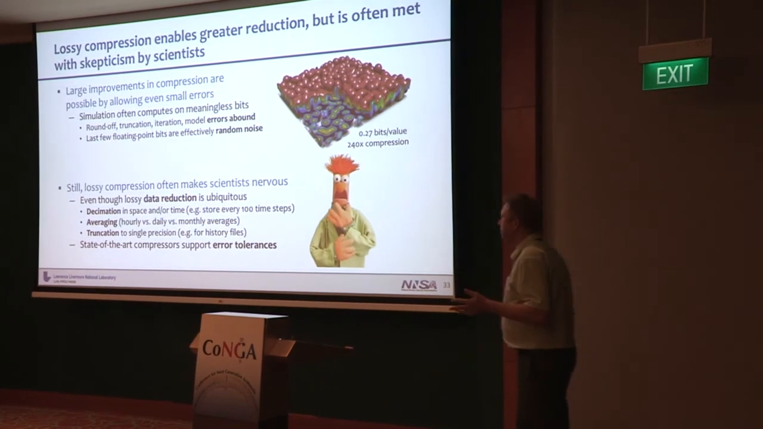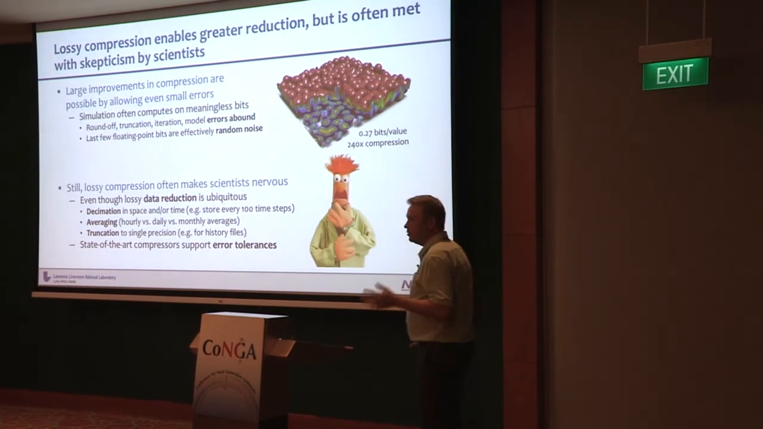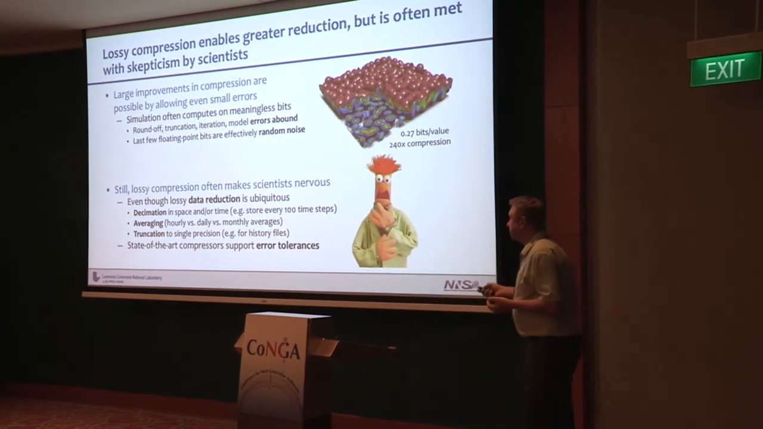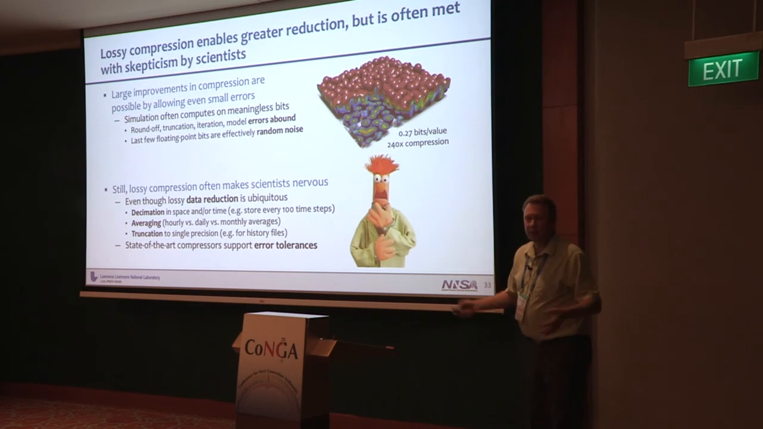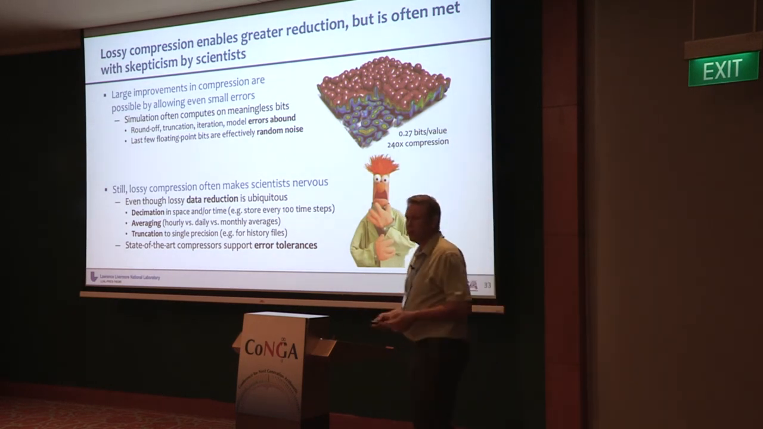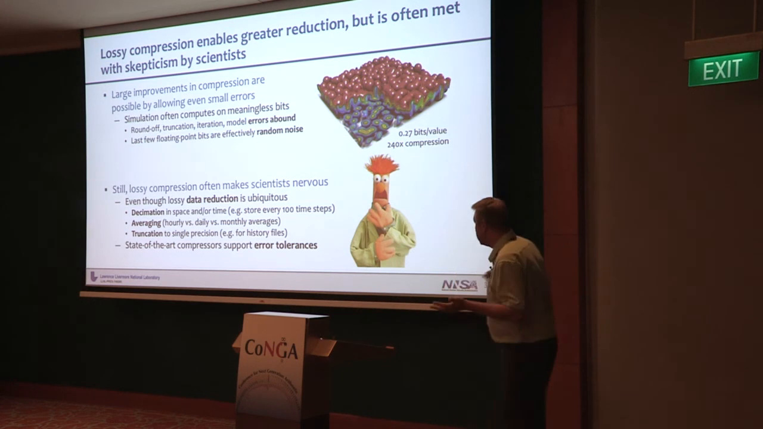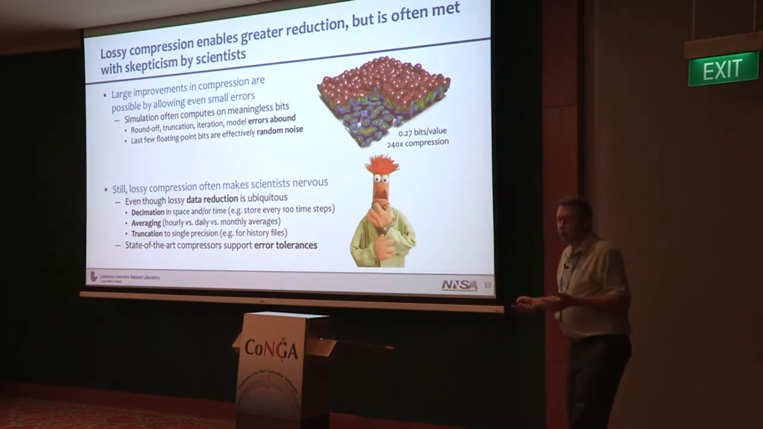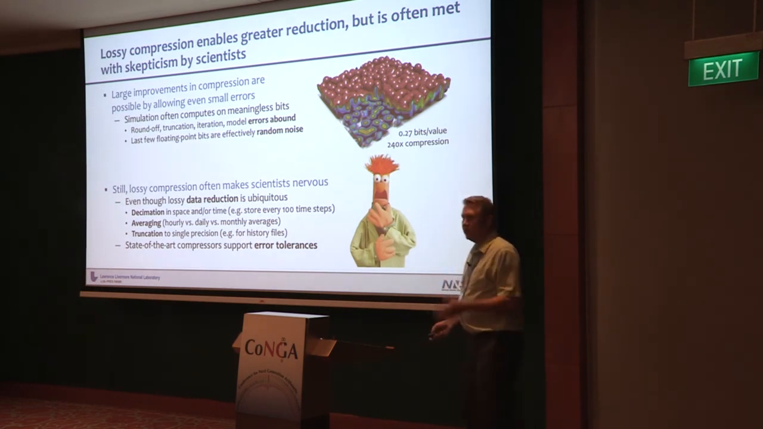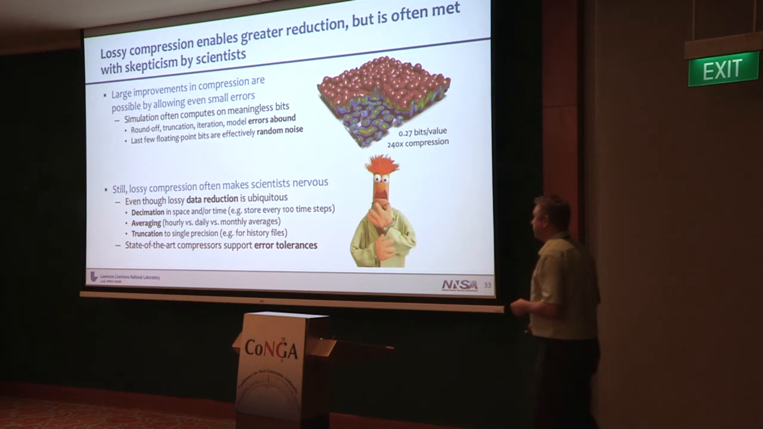It's kind of interesting that the same scientists are quite used to using data reduction in their workflow. What they do typically is that if they can't save it all, they're going to decimate in time. They're going to save not every single time step of their simulation, but every 100th or every 1,000th or so. They might also decimate in space as well. In climate simulations, it's commonplace to compute averages instead of just decimating.